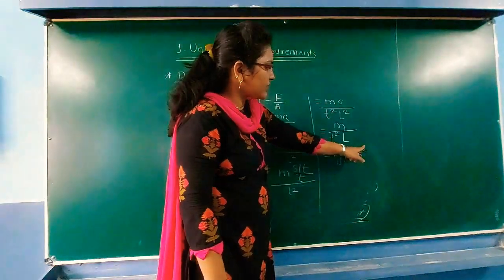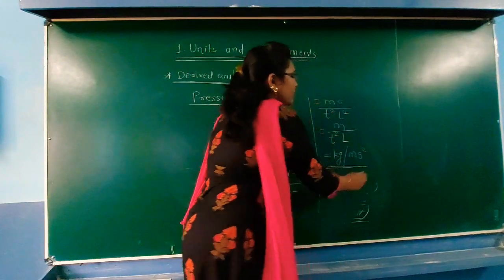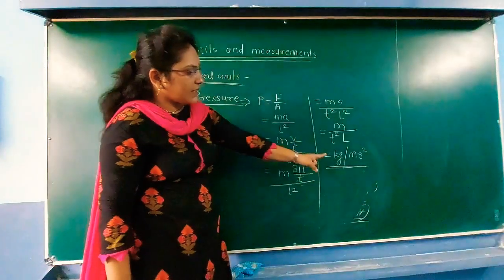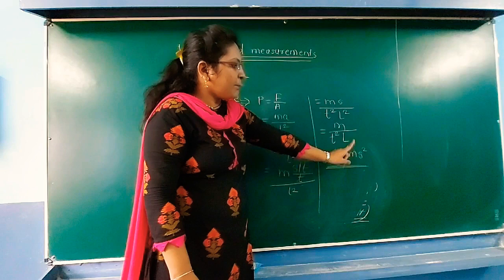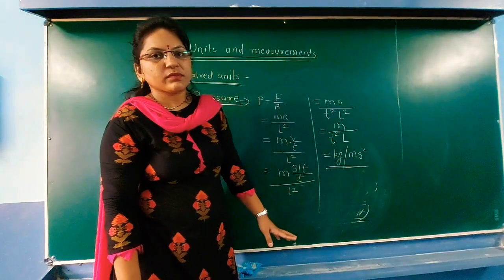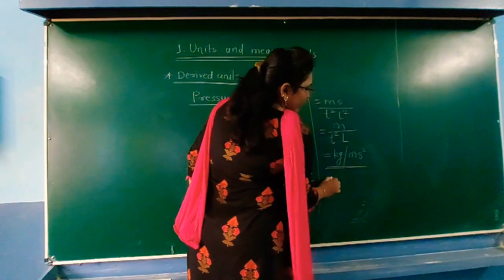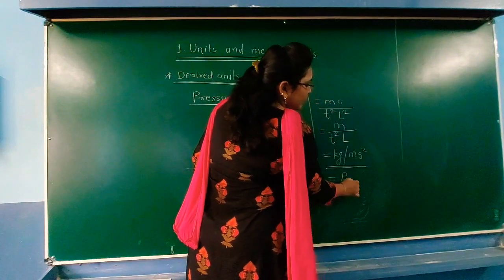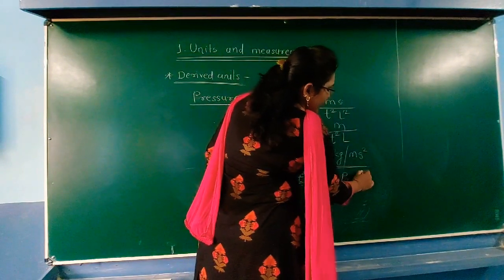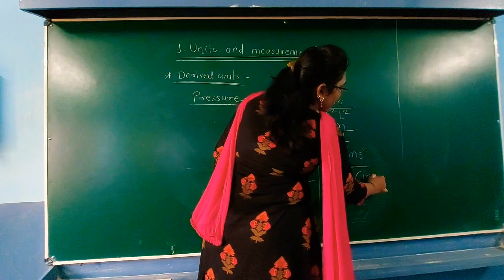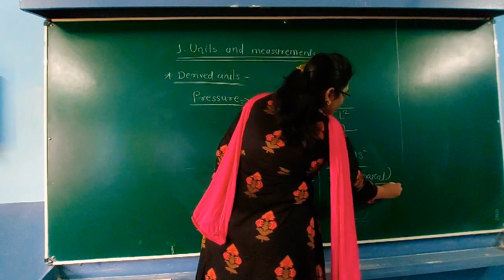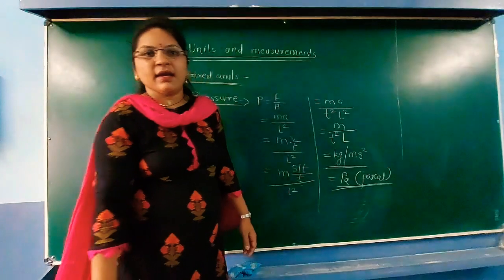So square of the second. So the SI unit of pressure will be kg per meter second square. Okay, this is the SI unit of pressure. Also, we can write it like this: pressure has the SI unit Pascal, and the symbol is Pa.